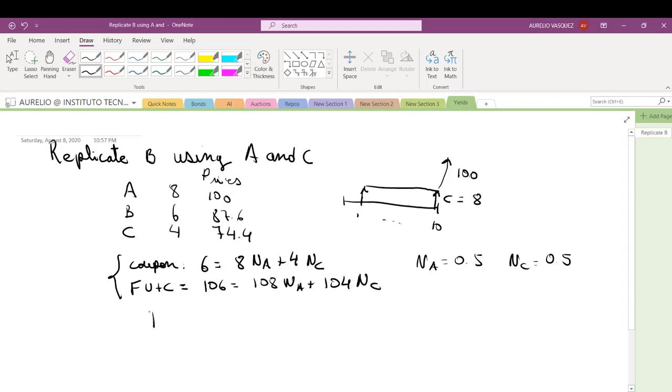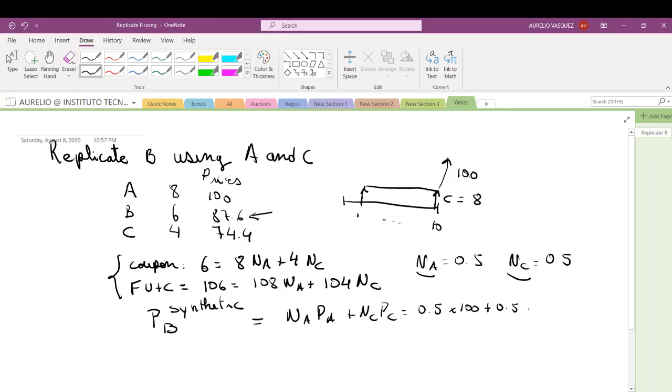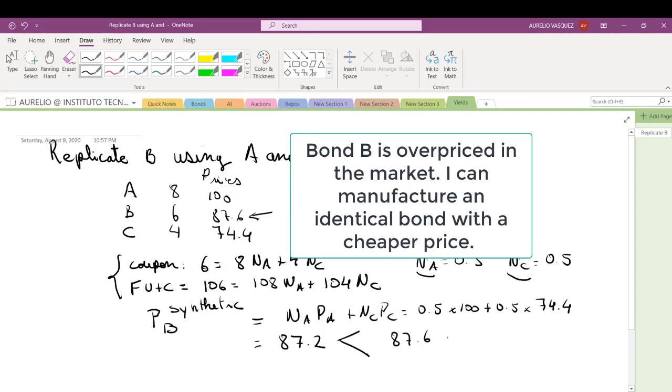Next question I'm going to ask is, what's the price of B, but the price of the synthetic? The synthetic price is the one that I get if I buy these two, NA and NC, if I buy half of them. So this is going to be NA times the price of A plus NC times the price of C. This gives me the price of B, but the synthetic one, since we already have the one in the market. The one in the market is 87.6. So this would be 0.5 times the 100 plus 0.5 times the price of C, which is 74.2. And I obtain a price of 87.2. So the synthetic price is actually lower than the market price, 87.6, which is the price in the market for B.